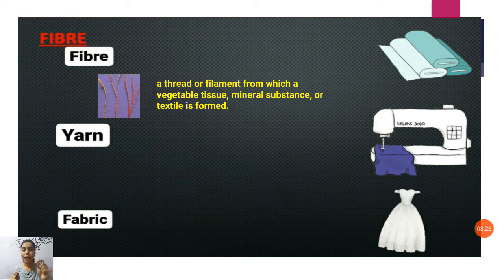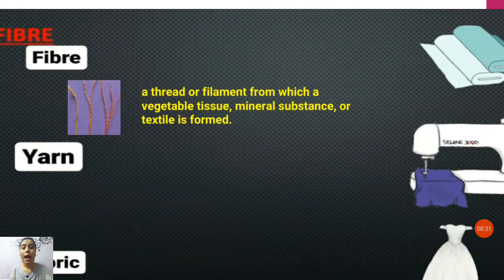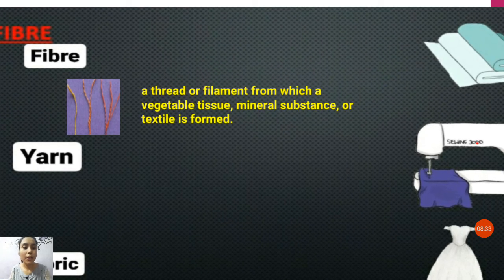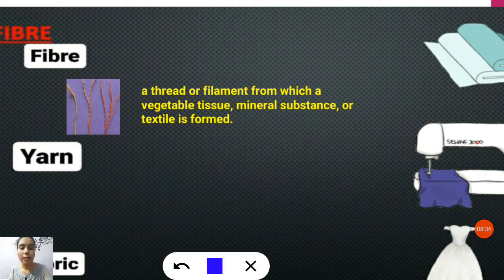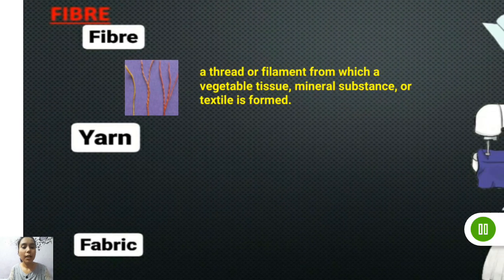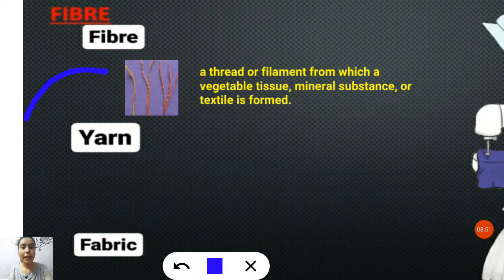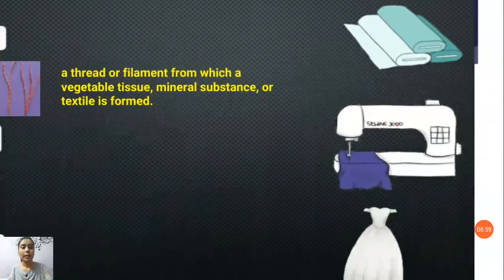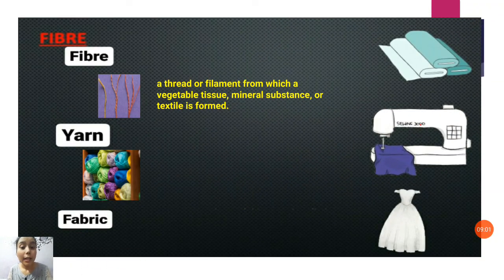From fiber, yarn is spun, yarn is formed. Yarns are made up of thin strands called fibers. Yarns are strands of fibers. A thin fiber is spun and rolled into a ball form, like we can see here. A single fiber is spun and they form a bundle.